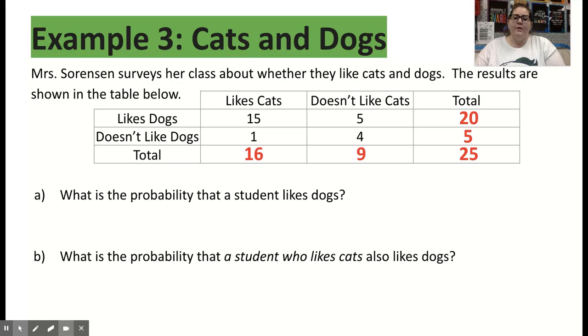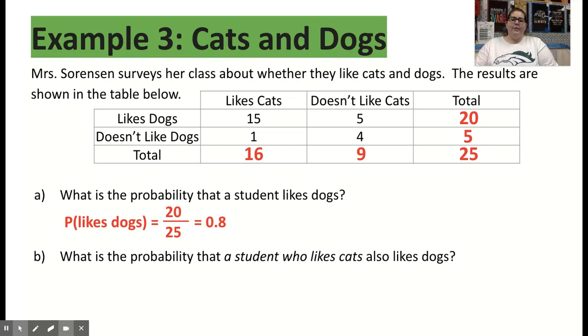If I wanted to know the probability that a student likes dogs, that's out of everybody, any student. We're talking about the entire group. So the probability of likes dogs: there are 20 total students who like dogs out of 25 total. That comes out to 0.8.